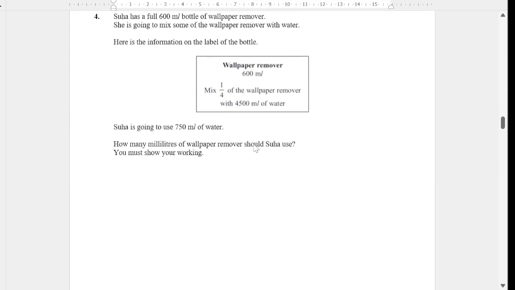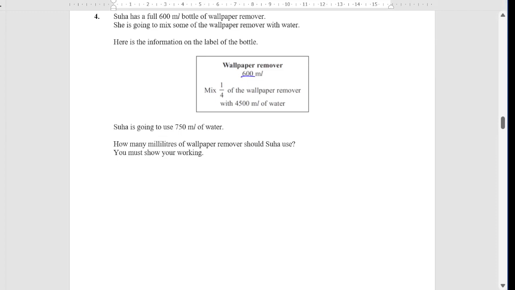Sahar has a full 600 milliliter bottle of wallpaper remover. She is going to mix some of the wallpaper remover with water. Here is the information on the label. 600 milliliters, mix a quarter of the wallpaper remover with 4,500 milliliters of water. She is going to use 750 milliliters of water. How many milliliters of wallpaper remover should she use?